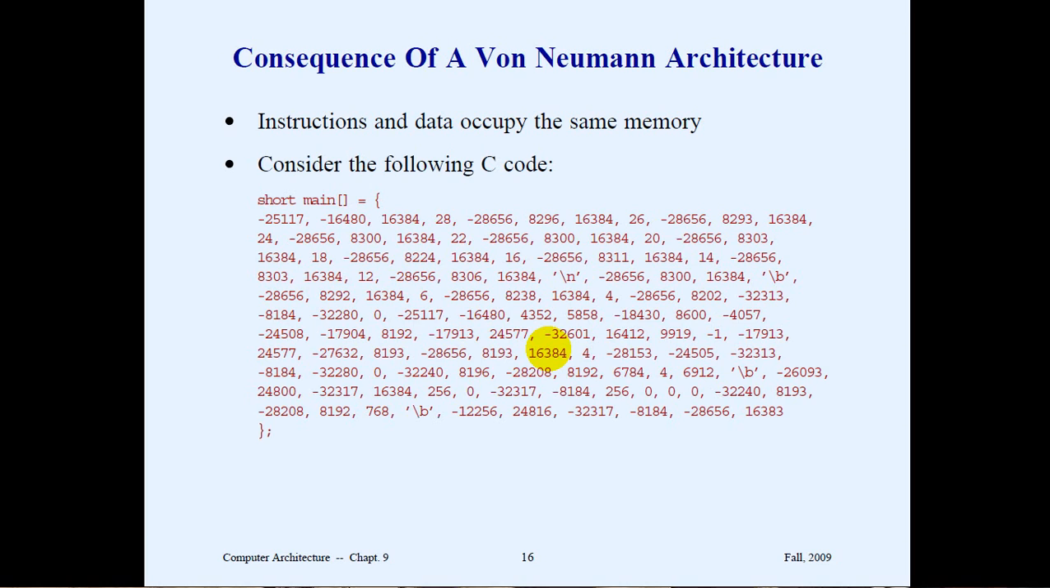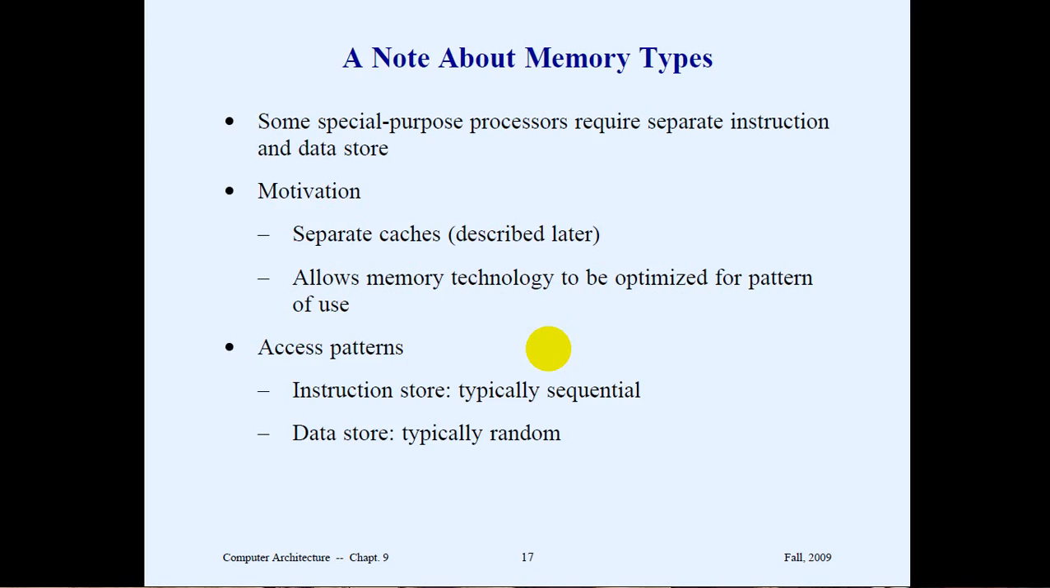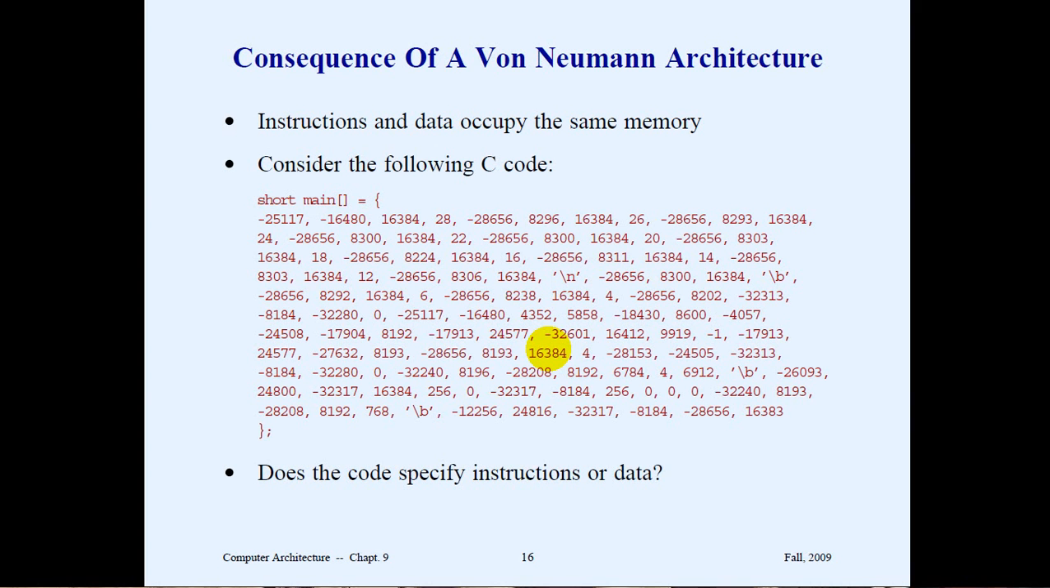So let's consider for a second this following C code. Here's a short main, which is basically just an array of shorts. The question is, does this specify instructions or data? So that answer is kind of dependent upon how this code is being parsed. Now, clearly, all of these are values inside this big array called main. But there is an assignment instruction there with the equal sign. There is an assignment with a declaration of the type of memory right before the main word here. So this keyword short and then main. So it's actually occupying both.